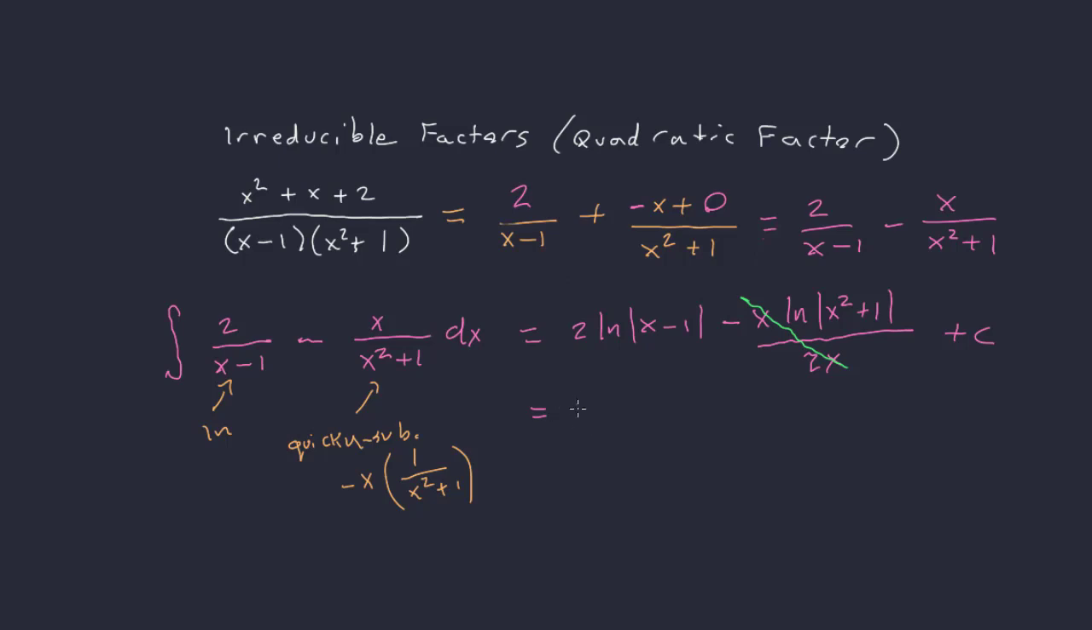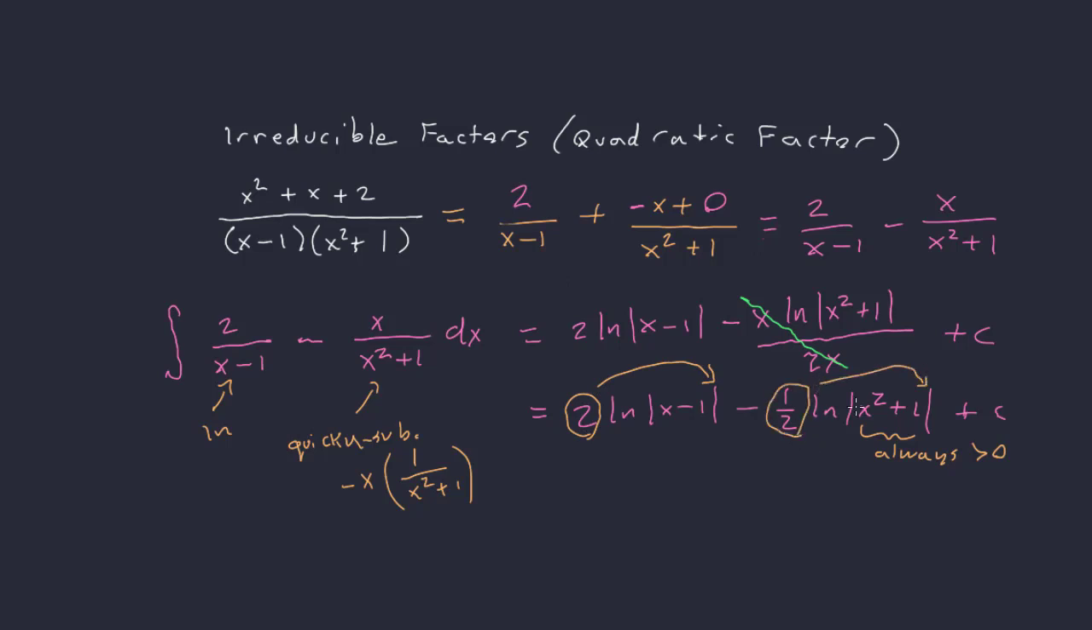Okay, so we have 2 natural log x minus 1 minus 1/2 natural log of absolute value of x squared plus 1. Now, we can actually drop the absolute value bars here because this will always be greater than 0, right? Always, because we're taking something, squaring it, making it positive, then adding 1. So we don't actually need to worry about the absolute value bars. And then here, when we bring in that squared, we can drop the absolute value bars there. Okay, so we're going to bring in the exponents and we're going to join these with division.